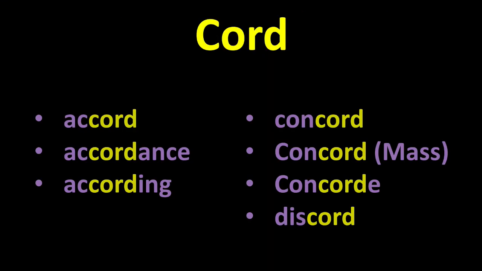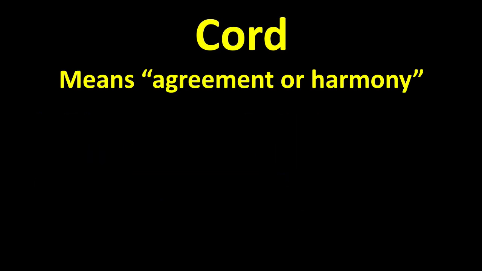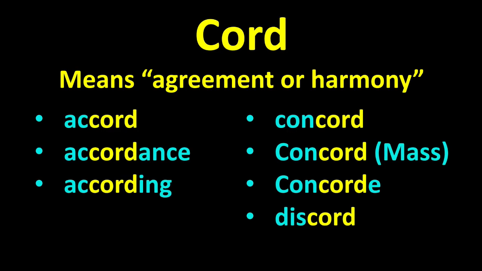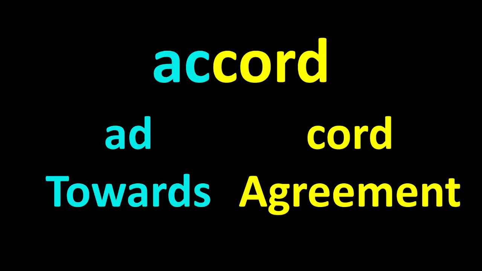In this video, we'll learn the definition of these words. We'll do that by focusing on the meaning of the word parts, which make up each word. The word part chord means agreement or harmony. The word accord is made of two word parts. The first is ac, which is a variation of ad. Ad means towards. The second is chord, which means agreement.